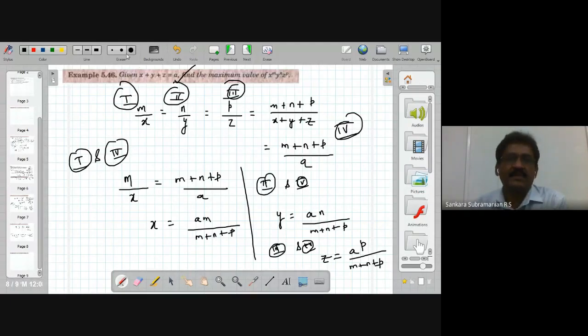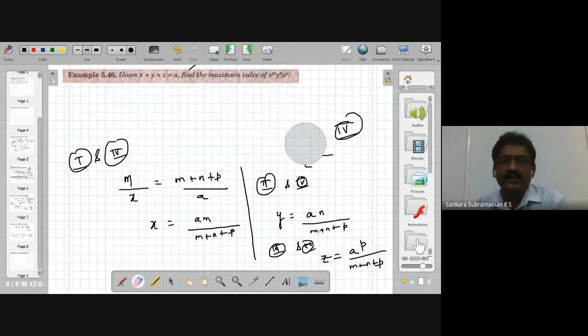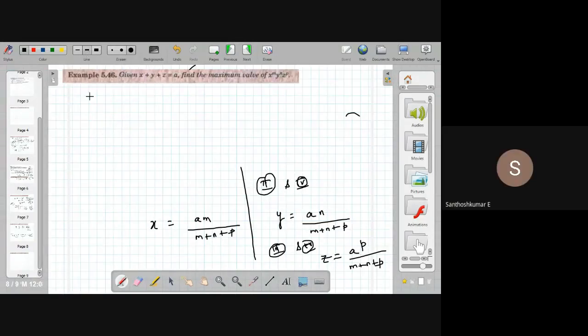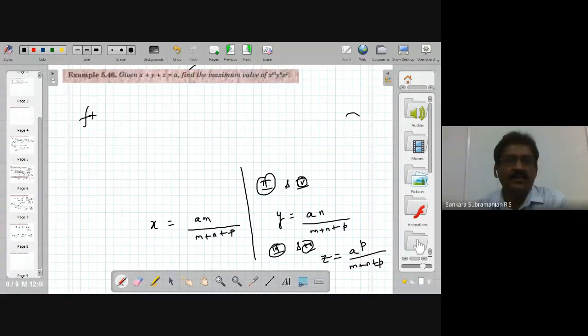The last step is the extreme value, or the maximum value: you have to replace the values of x, y, and z, and you will get that result, a^(m+n+p) over (m+n+p).